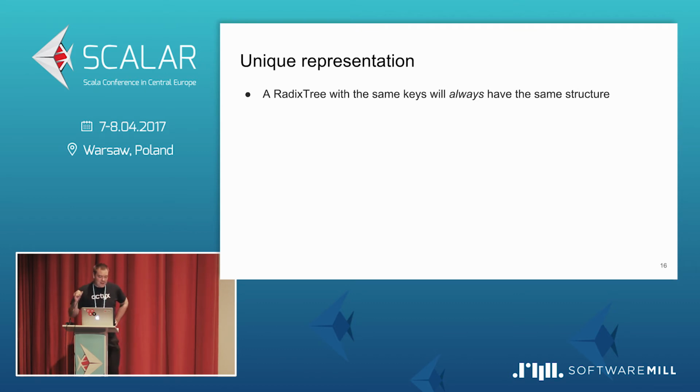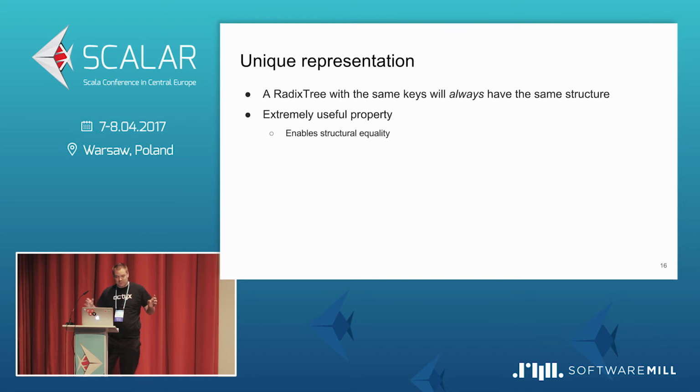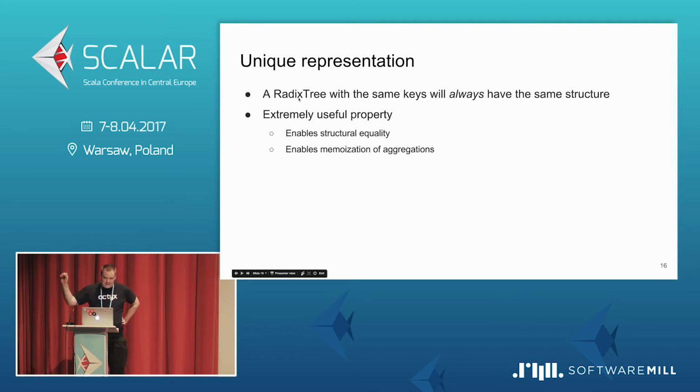So one thing that is very nice about radix trees is they have a unique representation, which means a radix tree that has the same keys will always have exactly the same structure. This is extremely useful for various things. It allows you to compare two trees structurally instead of checking that all elements are in the other tree, which makes equality faster. And it also enables some tricks I won't talk about now, which is basically assigning some kind of summary to subtrees and keeping those.